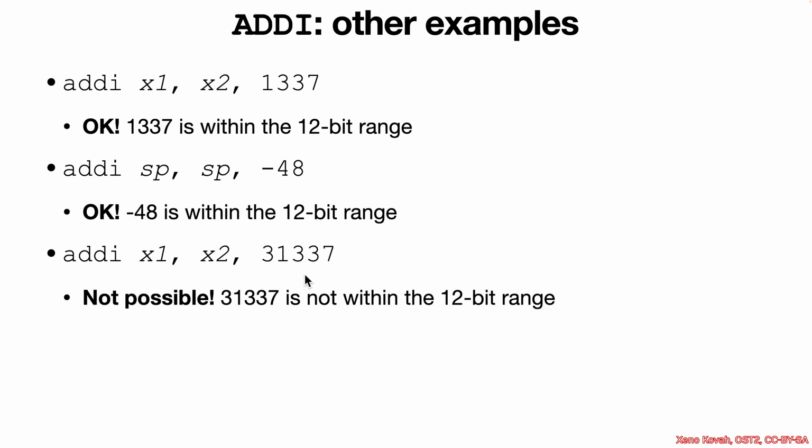This assembly instruction, on the other hand, is not an actual valid assembly instruction. You could not encode this. You could not put this into the assembly stream because you cannot encode the immediate 31337 into 12 bits. It's just beyond the range. The maximum positive value is 2047.